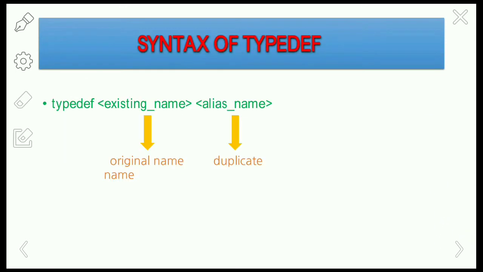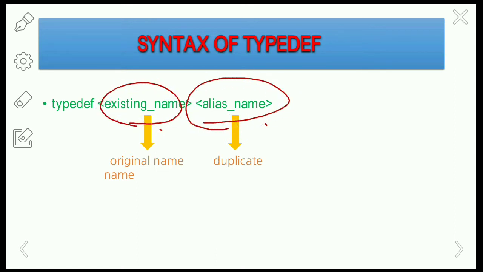Next we will see the syntax of the typedef function: typedef, existing name, and alias name. We take the original name and then the duplicate name. Instead of the original name we are going to use the duplicate name, by using the typedef keyword.